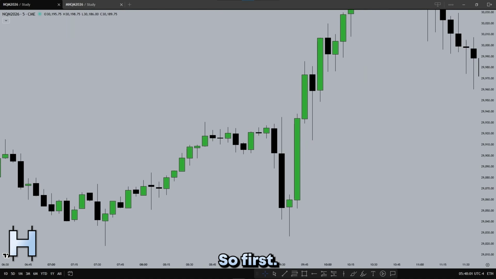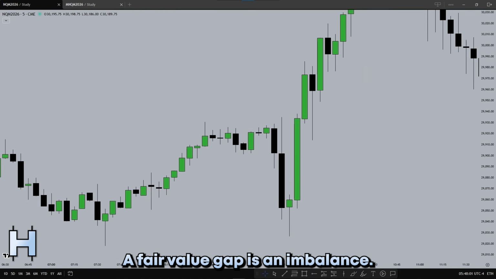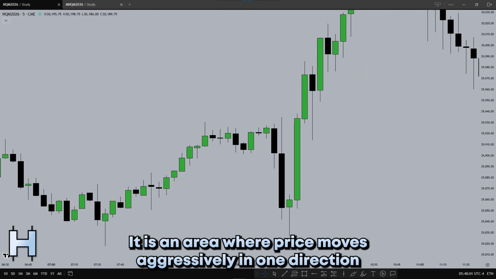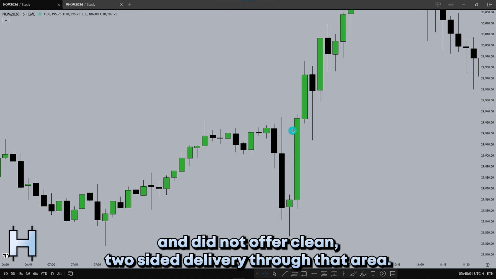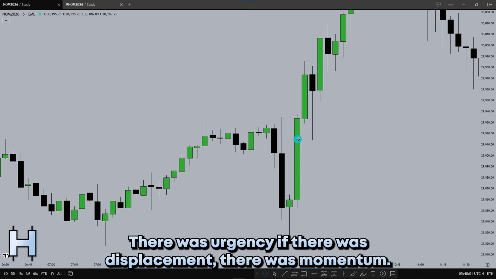So first, what does a fair value gap actually represent? A fair value gap is an imbalance. It is an area where price moved aggressively in one direction and did not offer clean two-sided delivery through that area. In simple terms, price moved too fast. There was urgency, there was displacement, there was momentum.